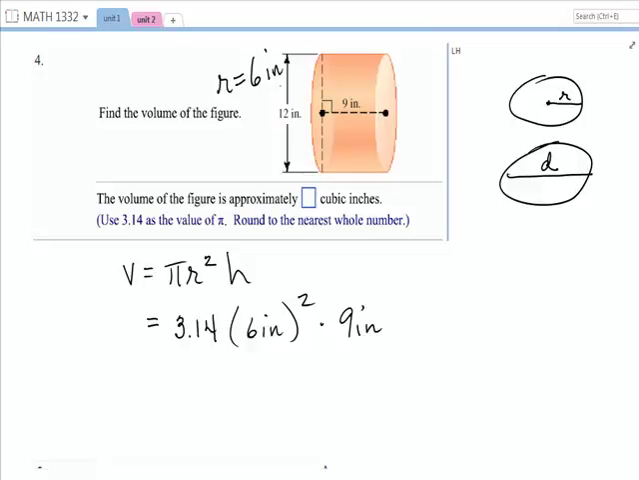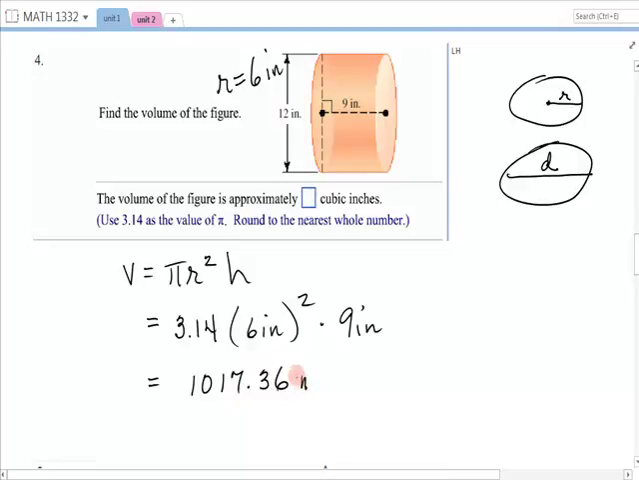Okay, so then we do our calculations, and you will get 1017.36 inches to the third power. Round to the nearest whole number. That's 1017 cubic inches. Okay.